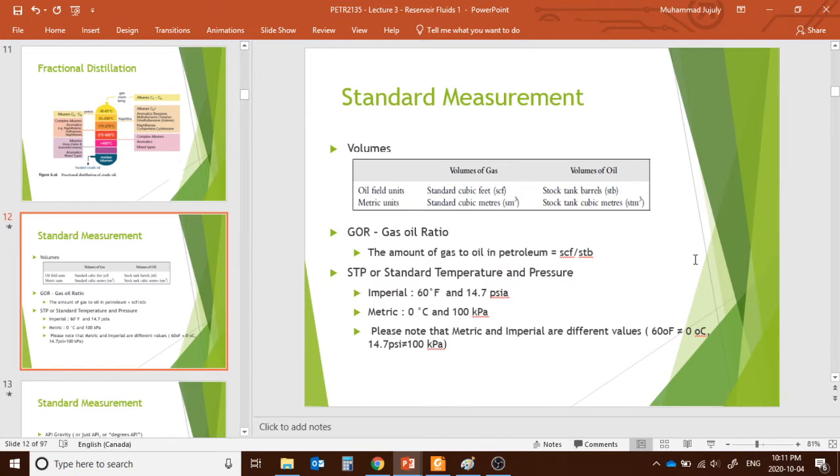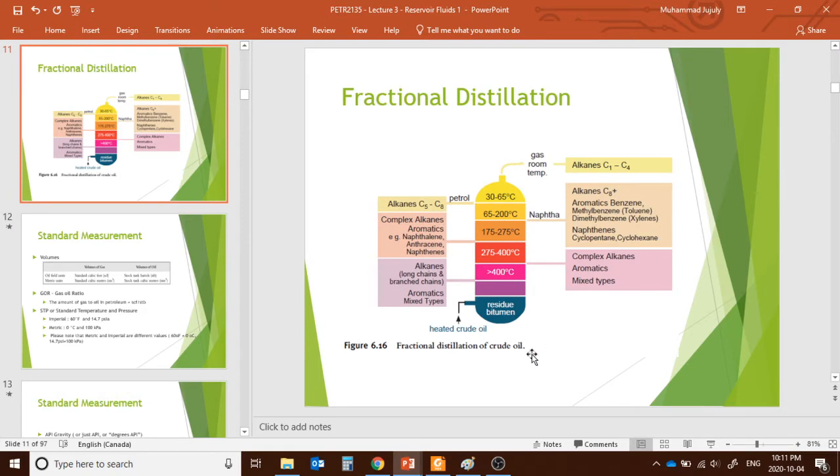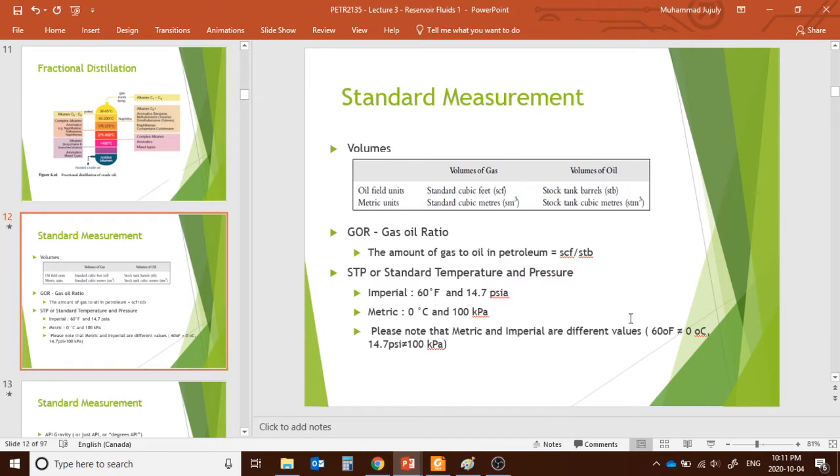Now, when I talk about fractional distillation of crude oil, it is very important to know what percentage of gas is actually dissolved in the crude oil. As you already know, a portion of gas is dissolved in crude oil. Why? Because in the reservoir, the gas is under very high pressure. At this high pressure, the gas can dissolve in the reservoir fluid, in the crude oil.